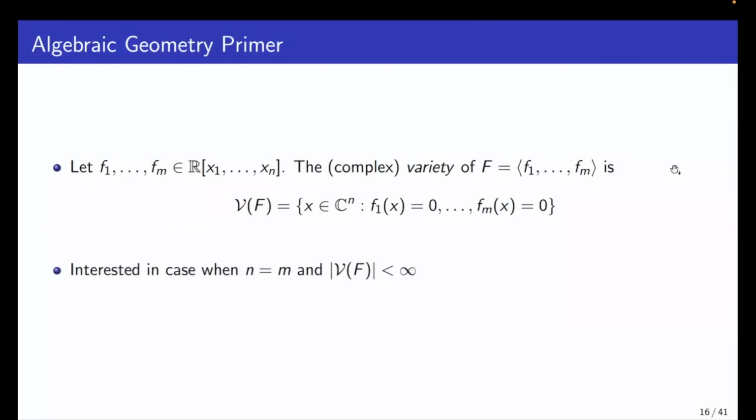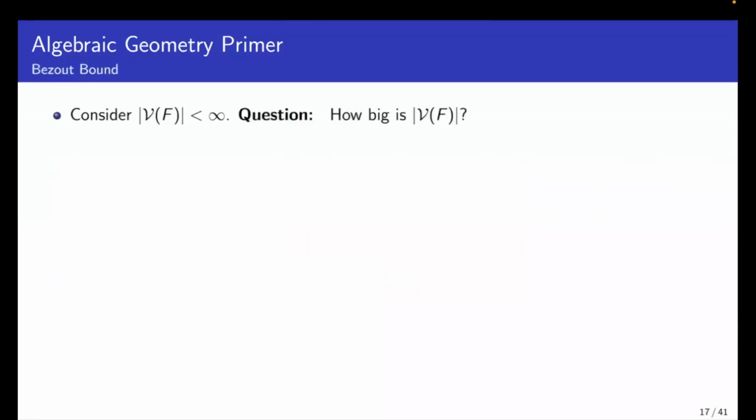In this talk, we are interested in the case when the number of equations equals the number of variables, and they form a complete intersection, meaning that you get finitely many solutions. So we can think of this a little bit more simplistically. I tell you, I've got some set, and there's finitely many elements in this set. The first question you might want to ask is, okay, how big is this set?